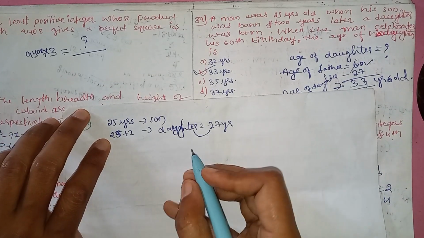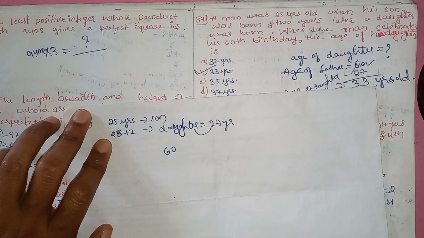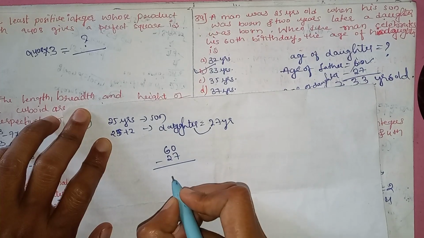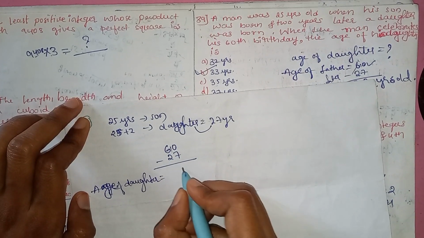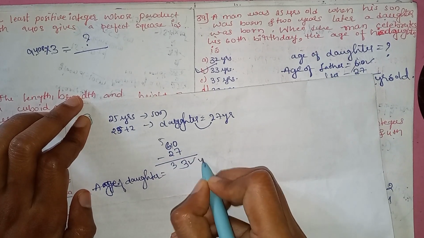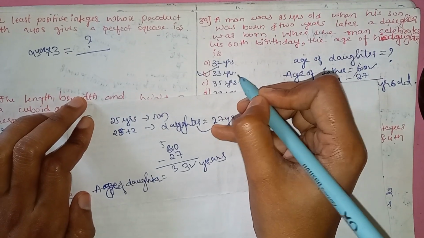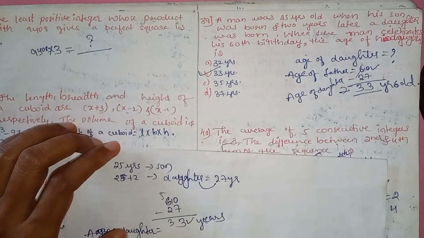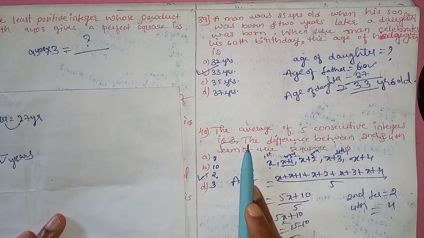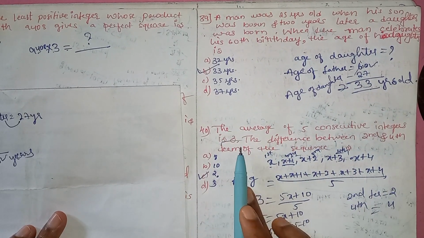Yes. Now what they are asking, he is celebrating his 60th birthday. So what should be the age of the daughter? 60 minus 27, if we do, we will get the age. Yes, 10 minus 7 is 3, 5 minus 2 is 3, 33 years old. Okay, so the daughter is going to be 33 years old.